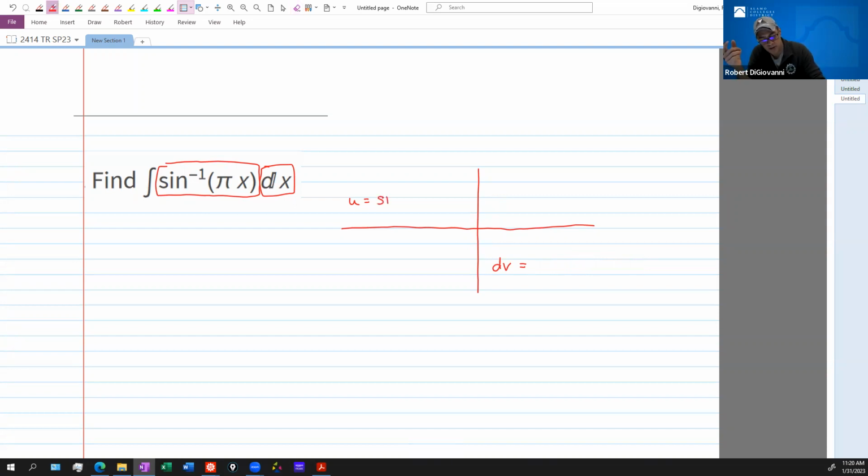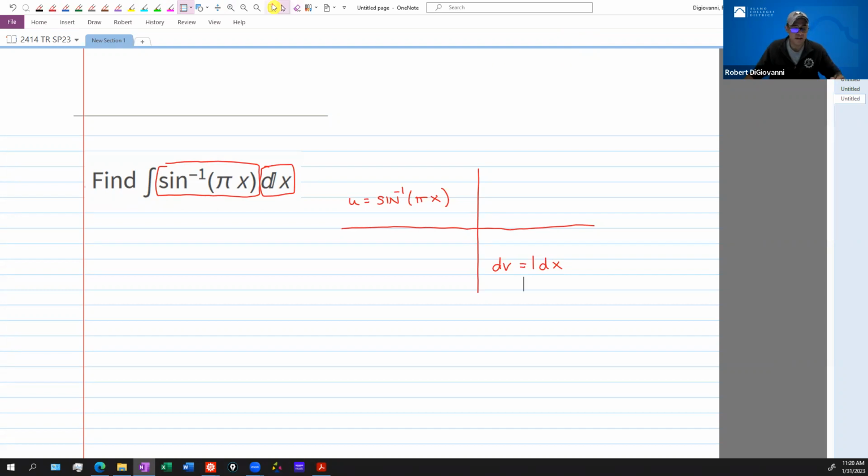What we can do is if we put the sine inverse of pi x here, I can take the derivative of that because we covered that a couple of sections ago. If we do that, sine inverse of pi x there, that forces us to put the dx, or if you'd like, you could put 1 dx right there. And that's your only choice. You don't really have any other choice but to do that.